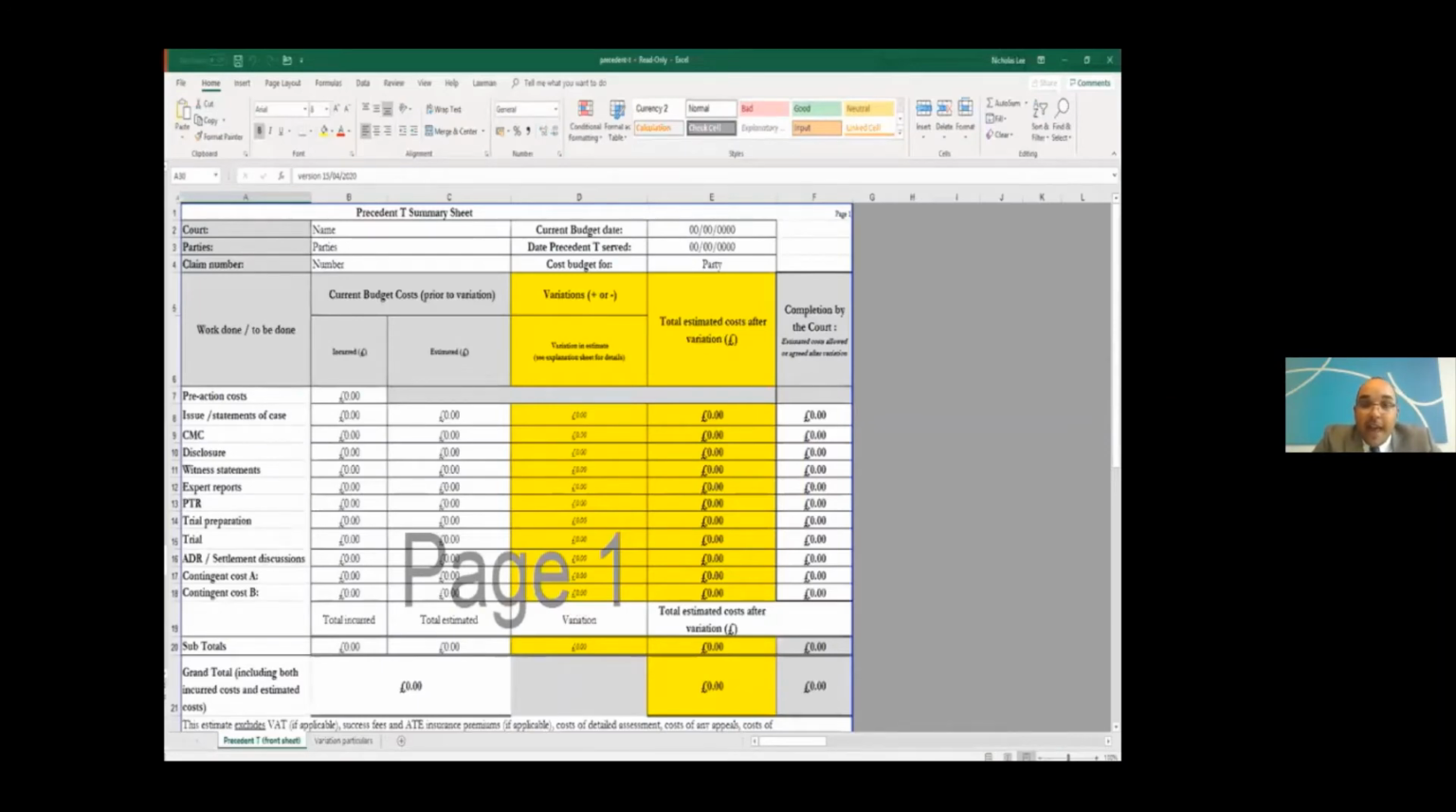You'll see that the layout is similar to the existing cost management precedents, the Precedent H and the Precedent T. I'm hoping you'll be able to see my cursor, because I'm just going to draw your attention to certain sections. You'll see the headings are broadly the same.